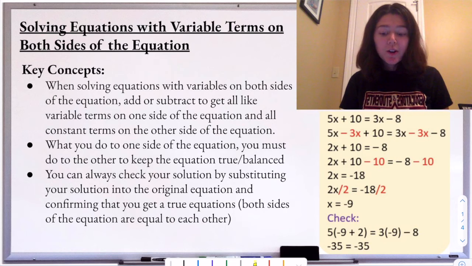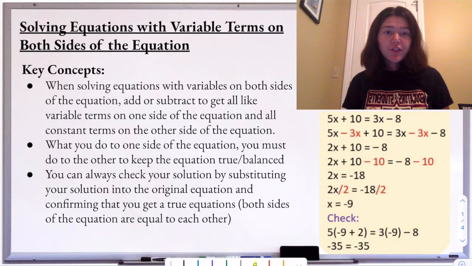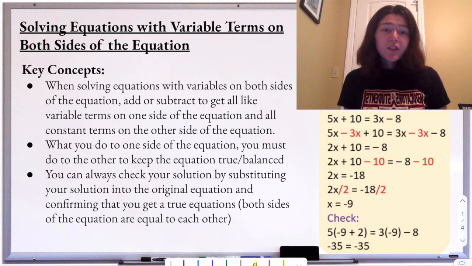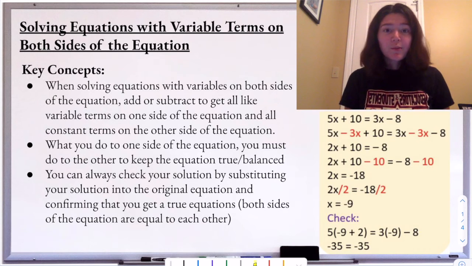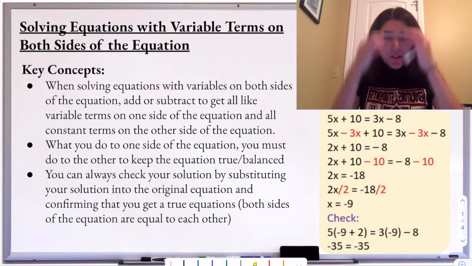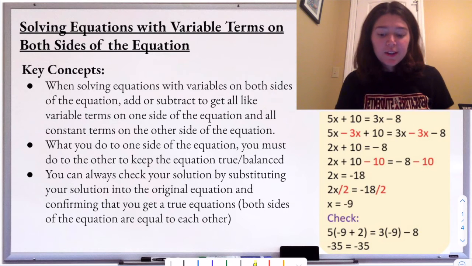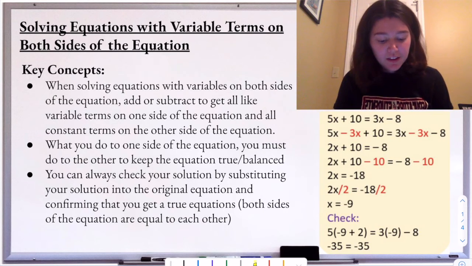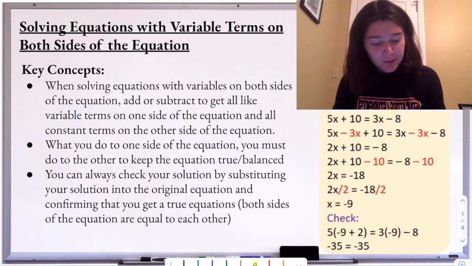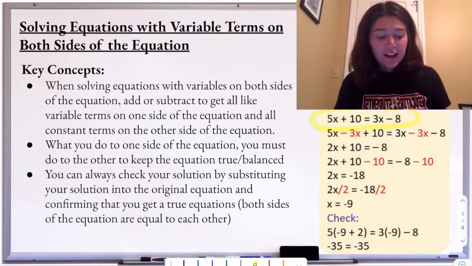Hello everyone, welcome to today's video on solving equations with variable terms on both sides of the equation. So we've already looked at solving equations where there's one step, where there's two steps, where we need to combine like terms, when we need to distribute in order to simplify the equation and then solve it. But today we're going to look at something like we have here, 5x plus 10 equals 3x minus 8. So there's variable terms on both sides of the equation.